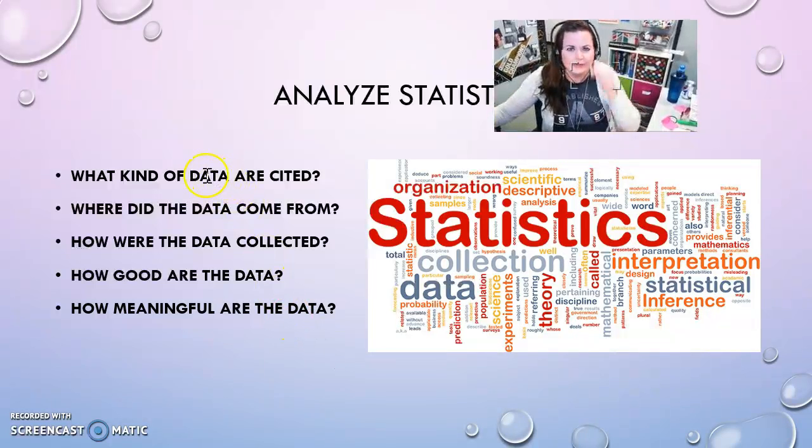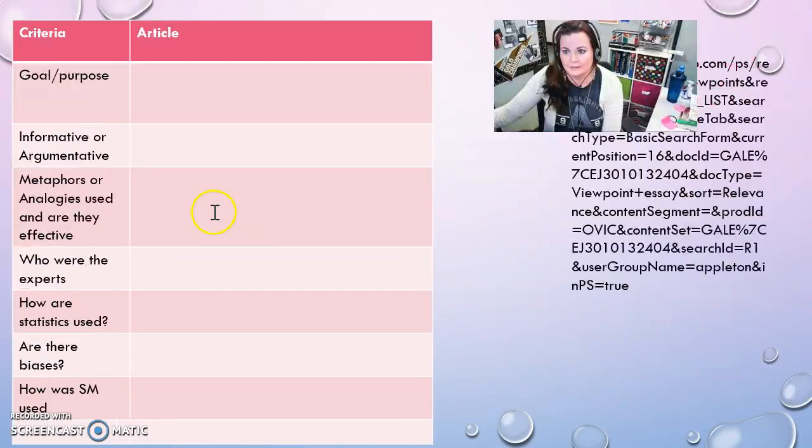But where did the data come from? Do they even tell you in the article, or do they just present it as though it's true? How was the data collected? What was the experiment like, how many participants were in the experiment, how many subjects, and how good and meaningful is this data? It's exceptionally important to look at, and oftentimes we just take it at face value, when in fact you really need to have a critical eye when looking at the data.